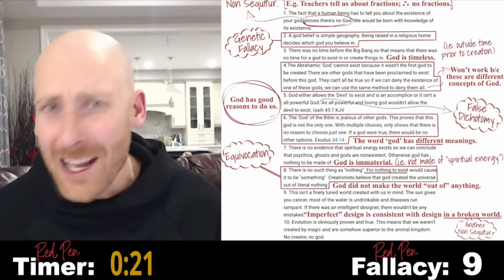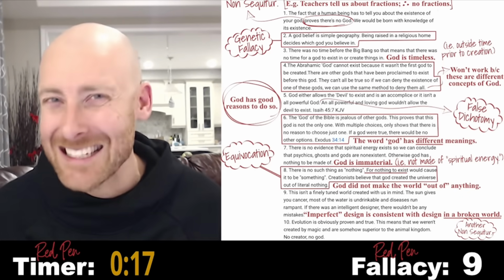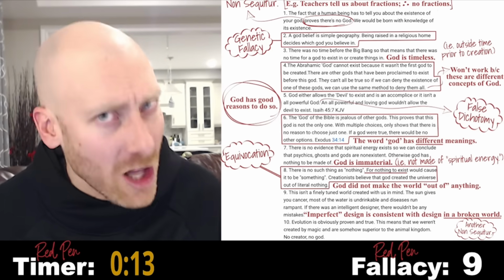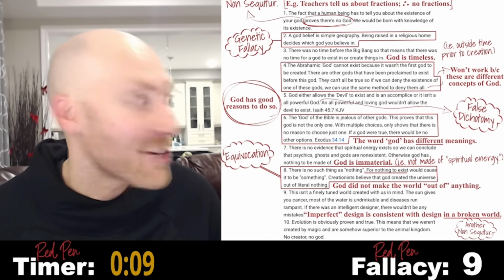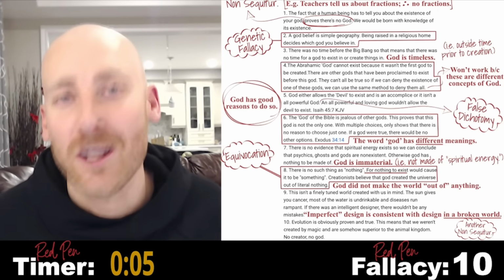Proof number 10. Evolution is obviously proven and true. This means that we weren't created by magic and are somehow superior to the animal kingdom. No creator, no God. Biological evolution, even if true, has nothing to do with the existence of God. It has to do with God's alleged role in biology. That's all. If Darwin was right, atheists can still be wrong, as shown by a large number of theistic evolutionists. So this is another non sequitur.